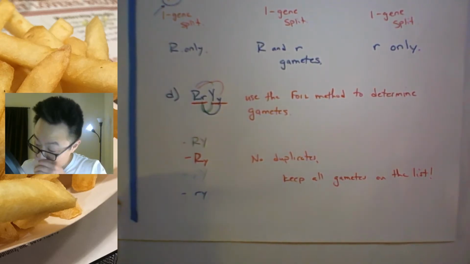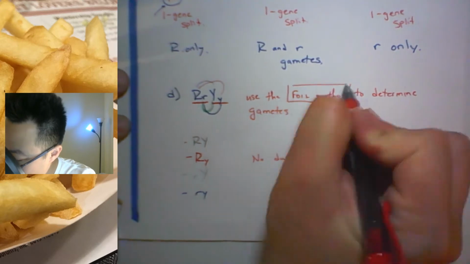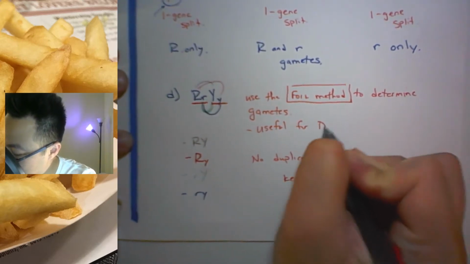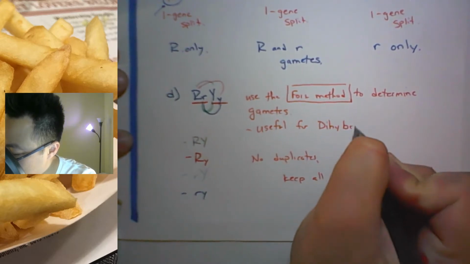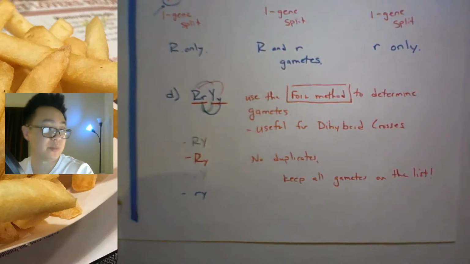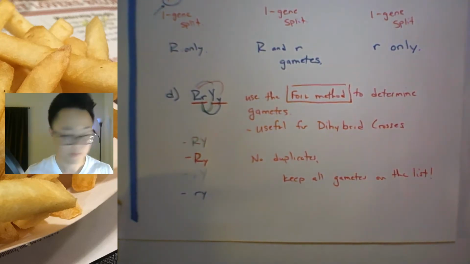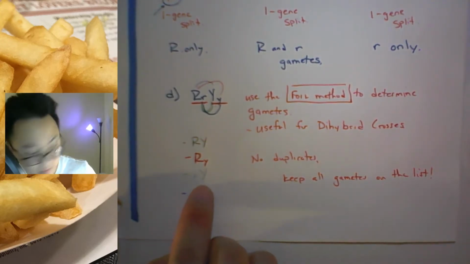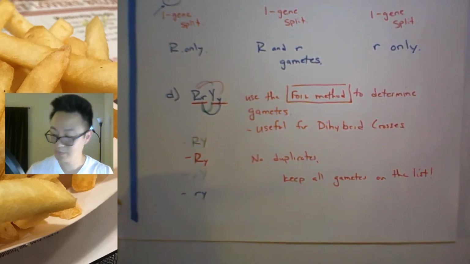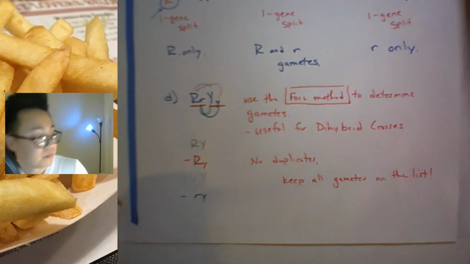So this is called the FOIL method. And this is useful for dihybrid crosses, where you are dealing with two different types of genes. This one you can't quite see. That's little r and big Y. I don't have quite a pen for that. All right, let's do the second problem.